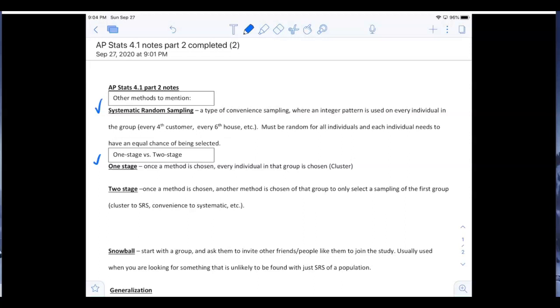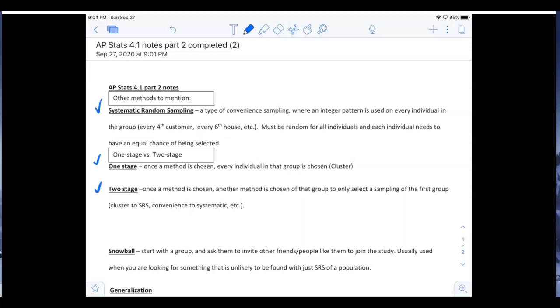So it's almost like an outline form where the first stage is the first thing you do, and then after you finish that stage, you go on to the second stage. So you could do any two things together. You know how a cluster is supposed to pick everybody in that cluster once they're selected? Well, you could do a cluster and then decide to do an SRS out of that cluster. Or you could start with a convenience sample, get 50 people together, and then decide that you're going to pick every third person, something like that.